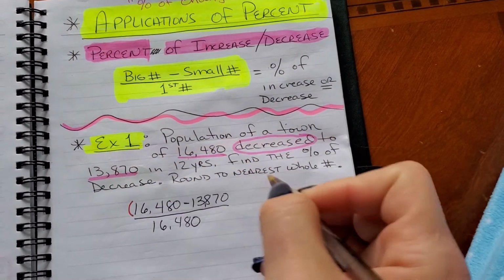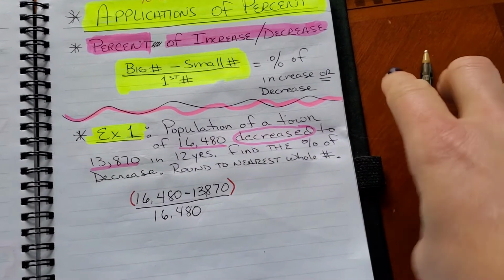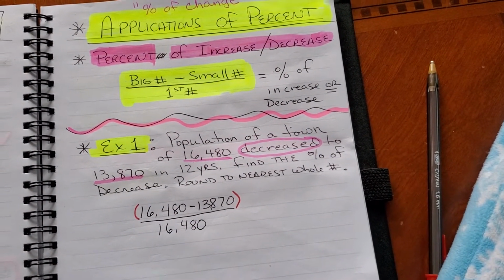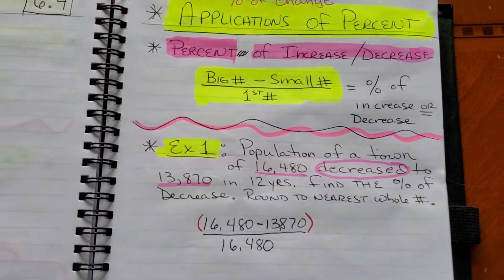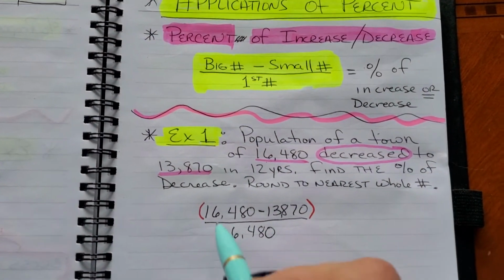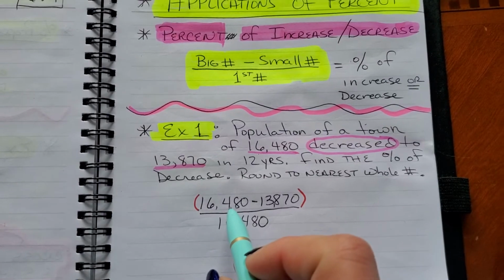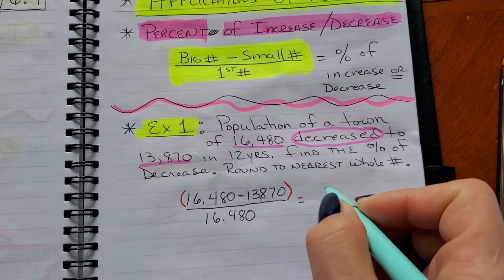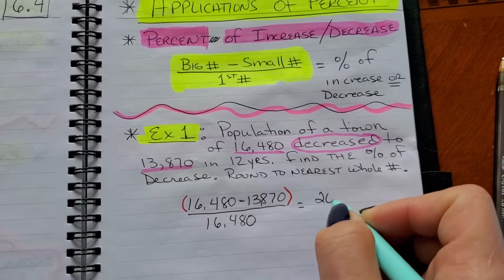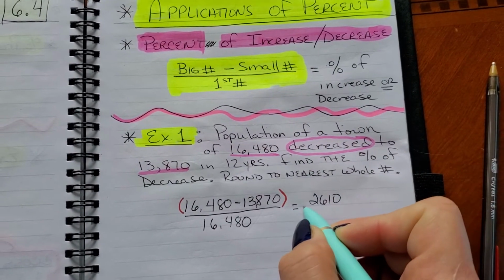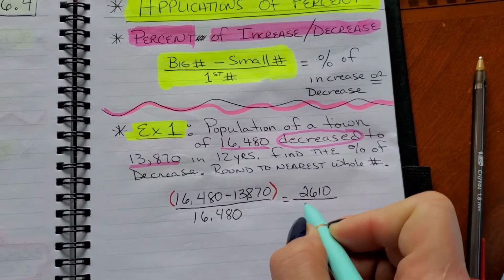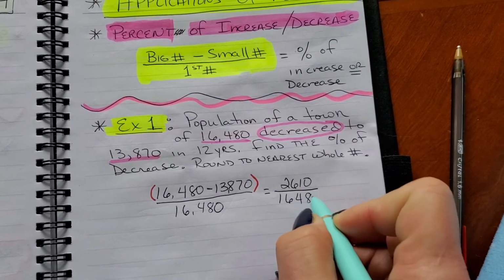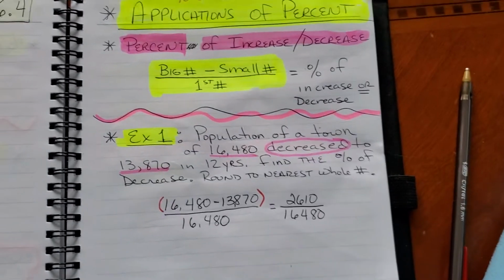So to mathematically do this and make sure that you get your answer correct, you can either put your parentheses around the numerator and enter it straight into your calculator this way, or we can do our basic steps of subtraction. So 16,480 minus 13,870 is 2,610. Then we're going to divide that by our denominator, because we haven't done anything with our denominator yet. So that's 16,480. Let's do a quick ask.